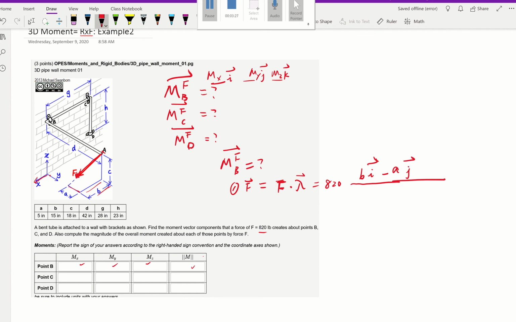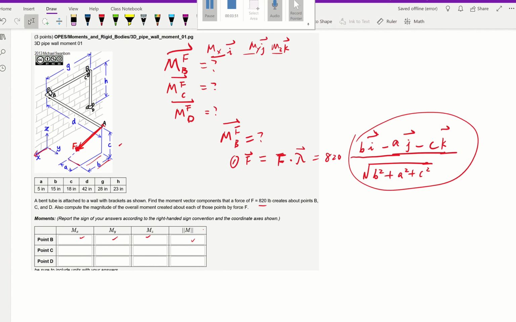Then the k term, the z direction. This point is certainly lower than A, so it's negative. How much lower? It's c, so negative c k. Knowing all that, we can calculate the distance, so we have this as our lambda. Then you put your values in there, and you get the i, j, and k terms for this force.